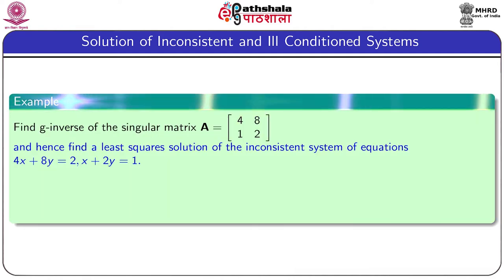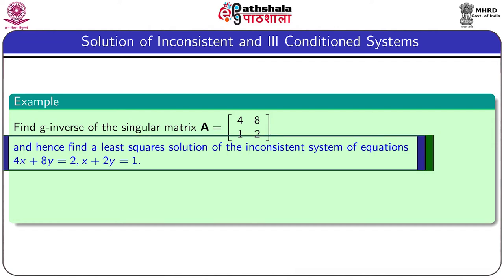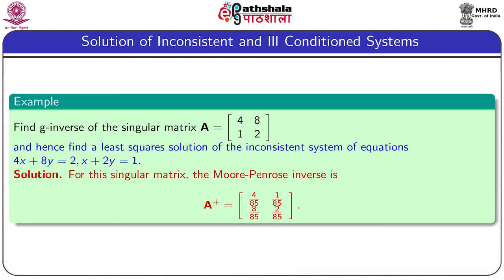Now we consider an example to illustrate the inconsistent system of equations. Let A be a matrix of order 2 by 2 whose first row is 4, 8 and second row is 1, 2. We have to determine the G inverse of this singular matrix A and hence find a least square solution of the inconsistent system of equations 4x + 8y = 2 and x + 2y = 1. For this singular matrix, the Moore-Penrose inverse is obtained as A plus, a 2 by 2 matrix whose first row is 4/85, 1/85, second row is 8/85, 2/85.